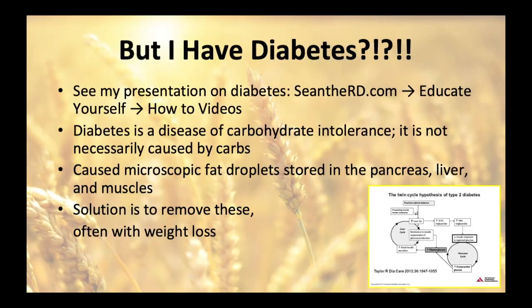Now, diabetes, really briefly, is a disease of carbohydrate intolerance. It's not necessarily caused by eating too many carbohydrates. Diabetes is actually caused by microscopic fat that gets deposited in our organs and our muscles and makes our body resistant to utilizing our blood sugars. It's not necessarily caused by an intake of too many carbohydrates, but again, I touch on this in much greater detail in my presentation.